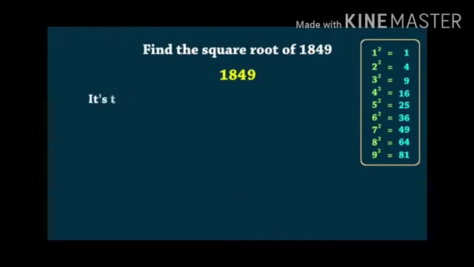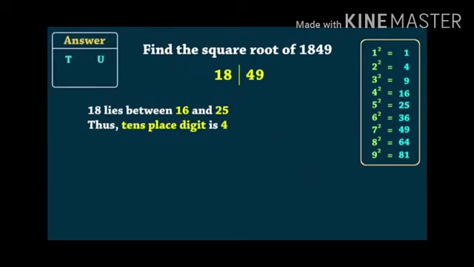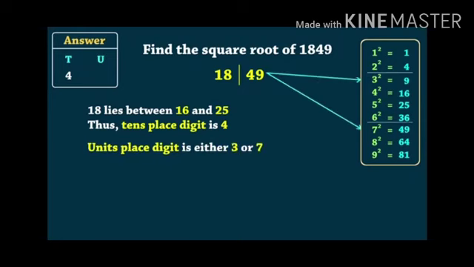Let us take one more example. Find the square root of 1849. Its two groups are 18 and 49. Now 18 lies between 16 and 25, that is 4 squared and 5 squared. So the tens place will be 4, the smaller of the two. And for the units digit, it is 9. 9 is the units place of 3 squared and 7 squared. So the units place digit is either 3 or 7.